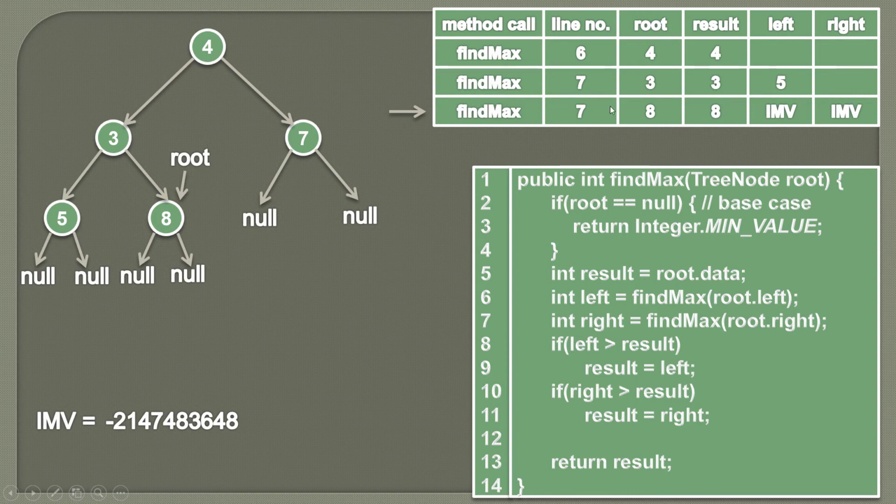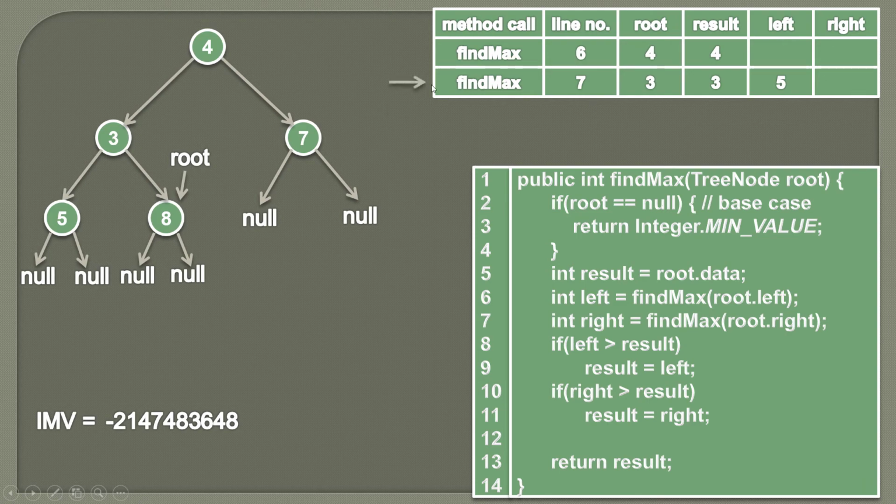So this method will be removed from the call stack, and the execution point will reach this method, where we had left at line number 7. So we'll start from here. And here root value was 3. So now root will point to 3. And we know that from the right, we returned the value which is maximum as 8. So 8 will be stored in the right here.